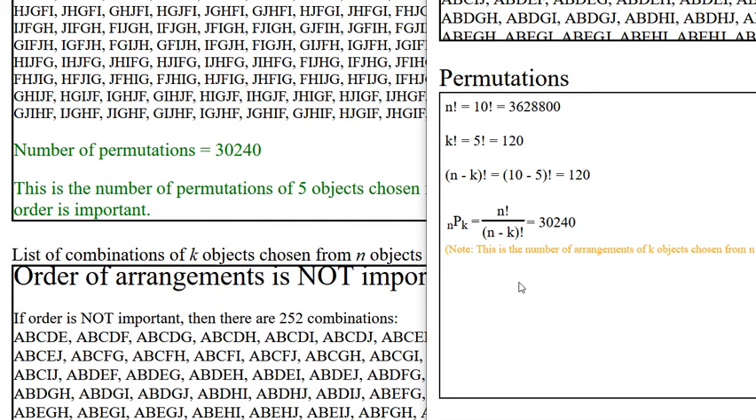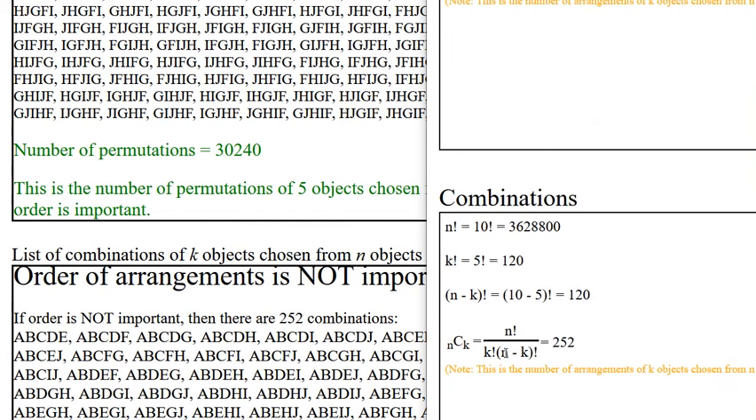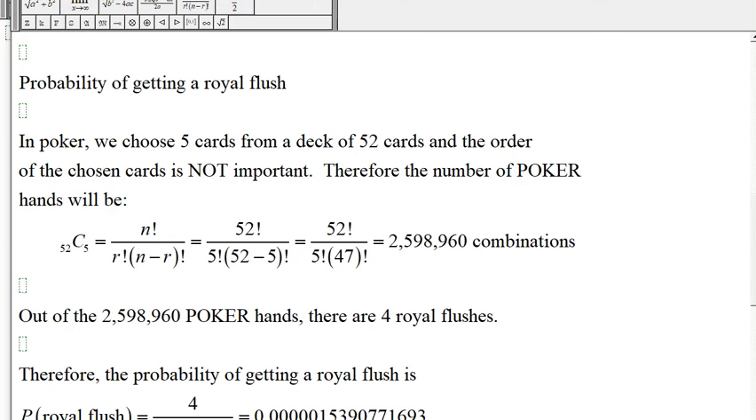And then the number of combinations is similar. It'd be n factorial divided by k factorial divided by n minus k factorial. And that comes out to be 252 combinations. And as an example of the application of permutations and combinations, let's calculate the probability of getting a royal flush.